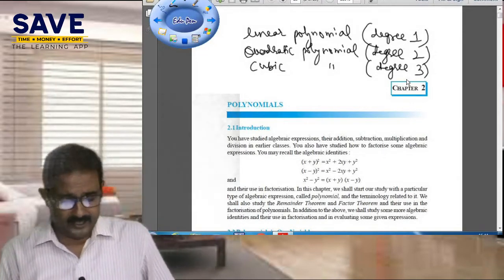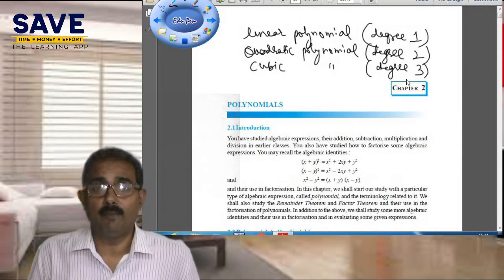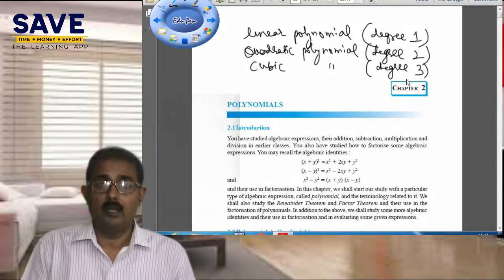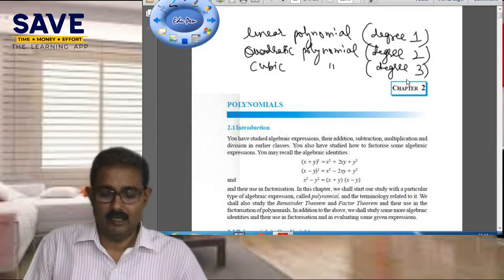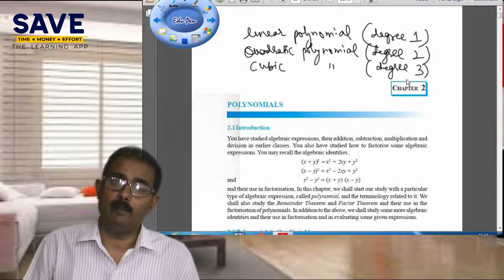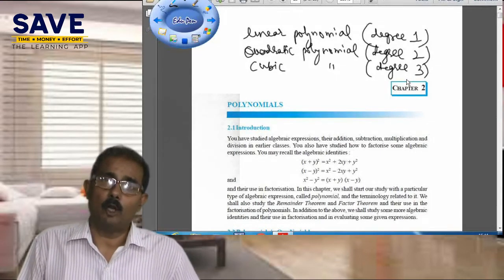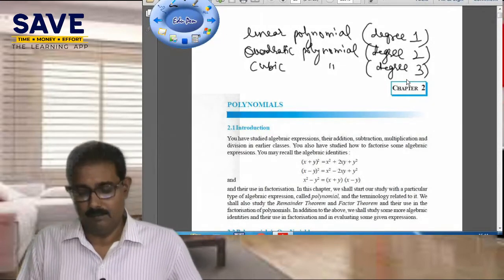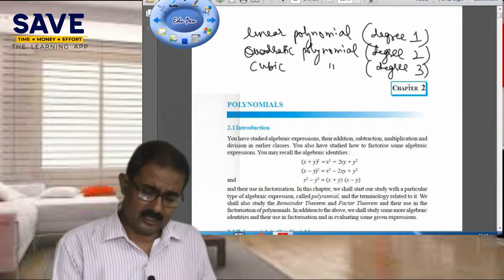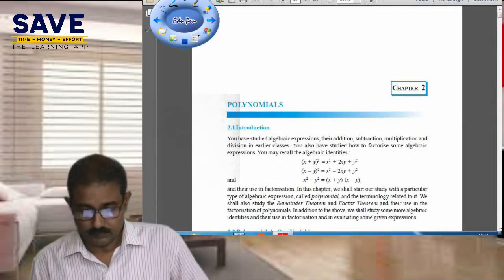So this is some basics for the polynomials. Binomial, trinomial, monomial and linear, quadratic and cubic polynomial are based on the degrees of the polynomial, and monomial, binomial, trinomial are based on the number of terms of the polynomial. So this is some basics of this chapter, polynomial.